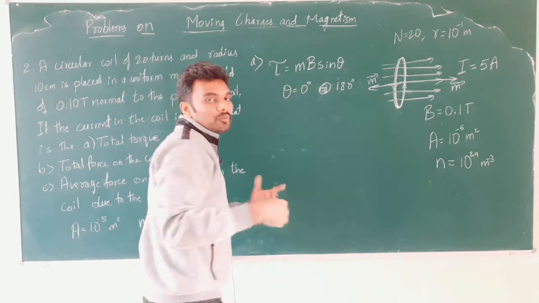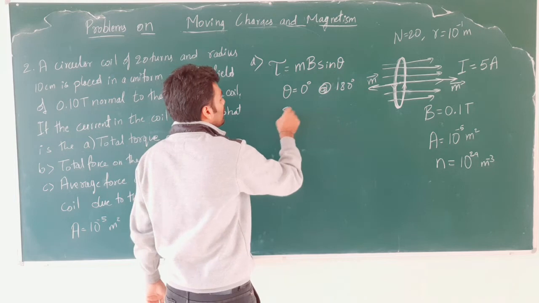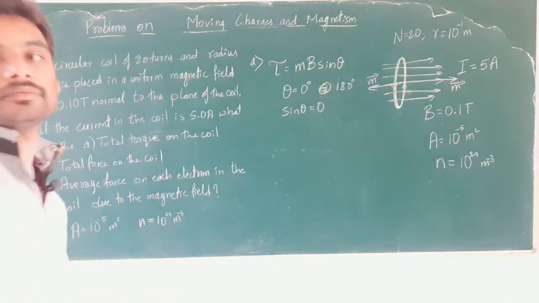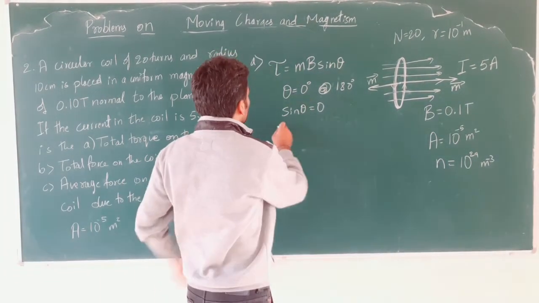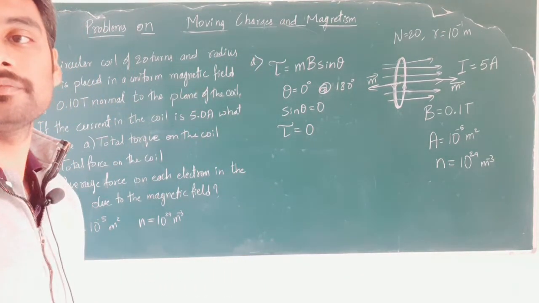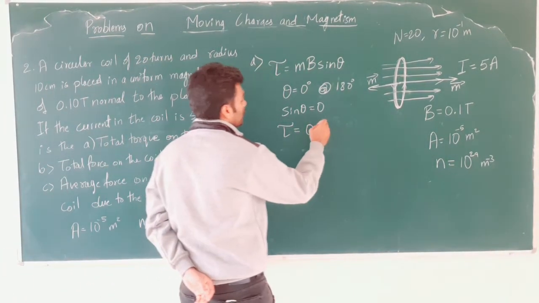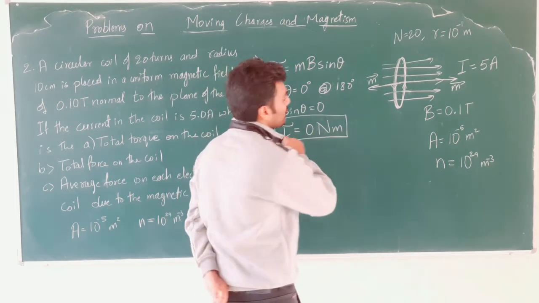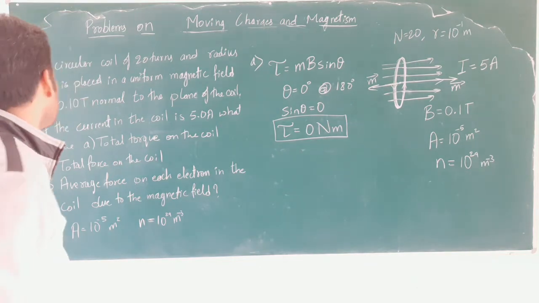So, for any situation that I consider, sin theta becomes equal to 0, and hence the total torque becomes 0. But you must mention the unit of torque, Newton meter. 0 Newton meter is the torque experienced by the current carrying coil of 20 turns. Okay.